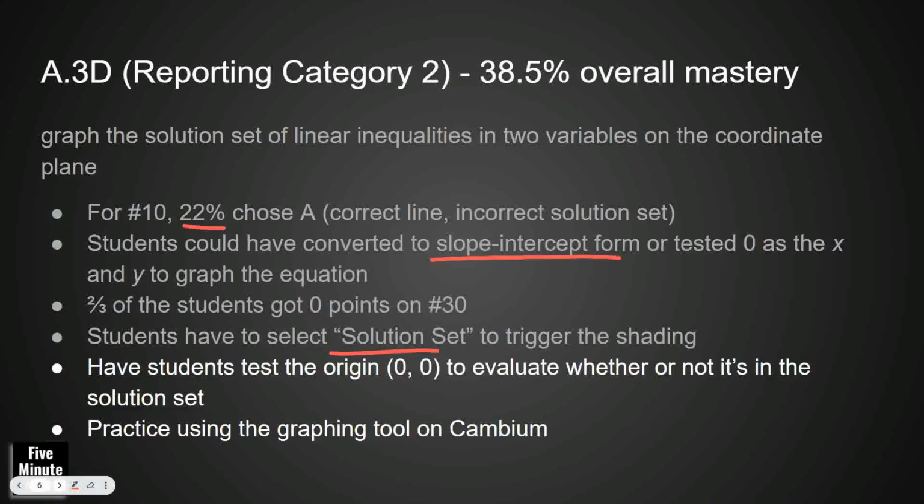So one thing we can always do, even though we know that greater than or equal to is always going to be above the line, less than or equal to is going to be below the line. When you're taking the STAAR test, you don't want to just use rules. You want to test and just verify if possible, right? So always test the origin, 0, 0, to evaluate whether or not it's going to be in the solution set. That's just a good rule of thumb.